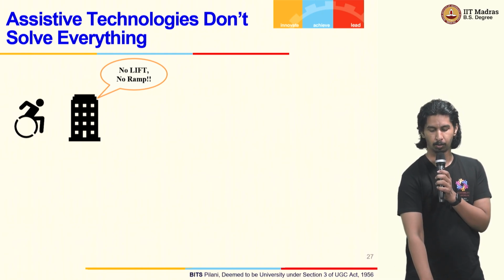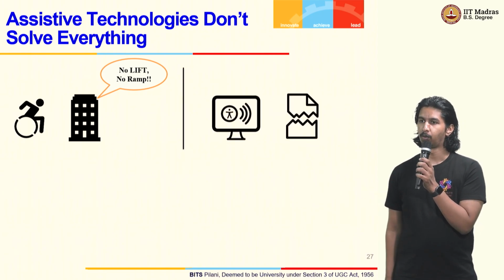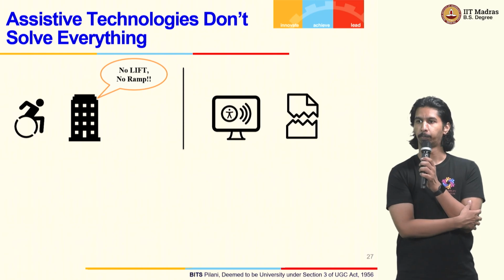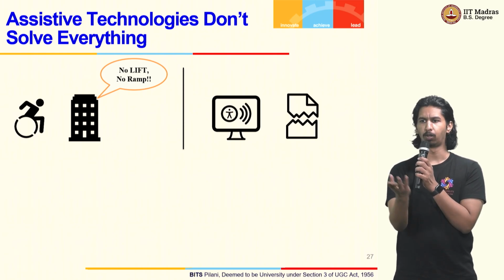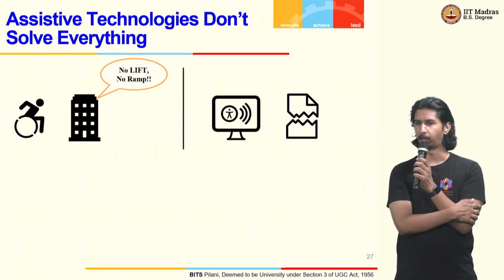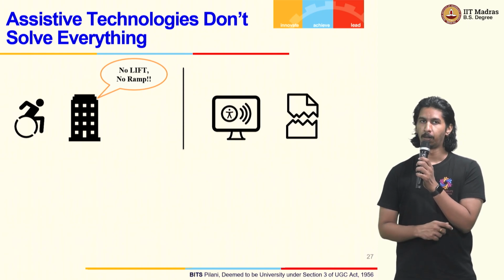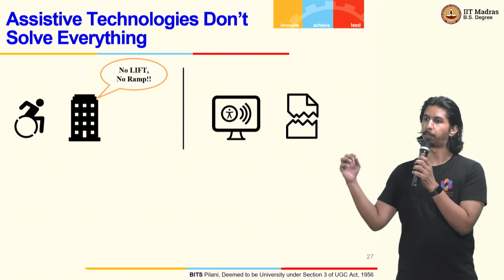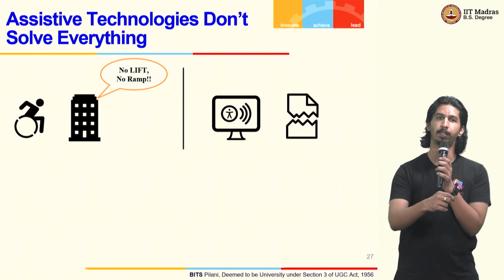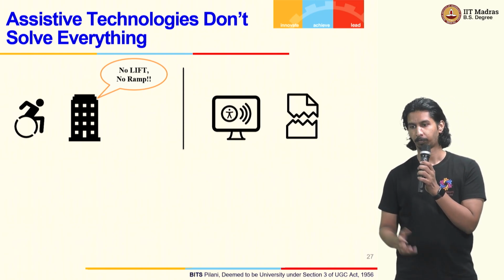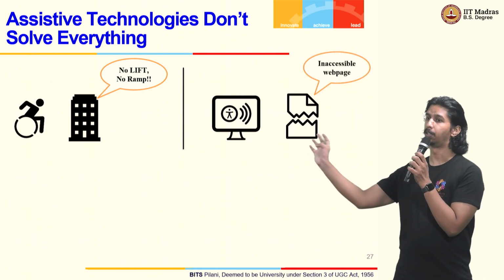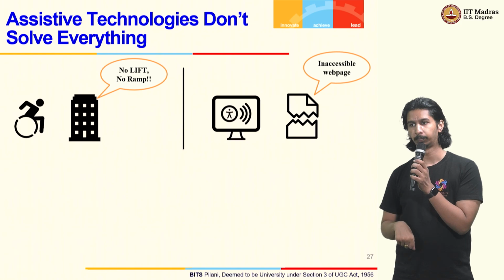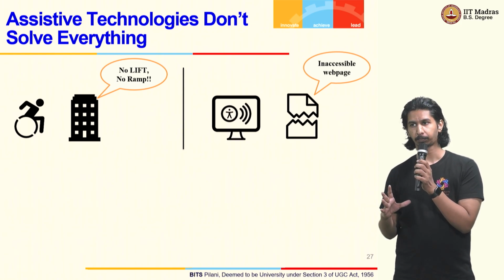Similarly, if you draw parallels to this in the digital world, what are some digital assistive technologies? Can you name a couple of them? We just saw them. Yes, Lookout, screen readers, VoiceOver, all of these are available. But if you are coding a website which is not following some principles, then the screen reader will not work correctly. It is an inaccessible web page. This is comparable to a building not having a ramp or a lift. You get where we are heading?